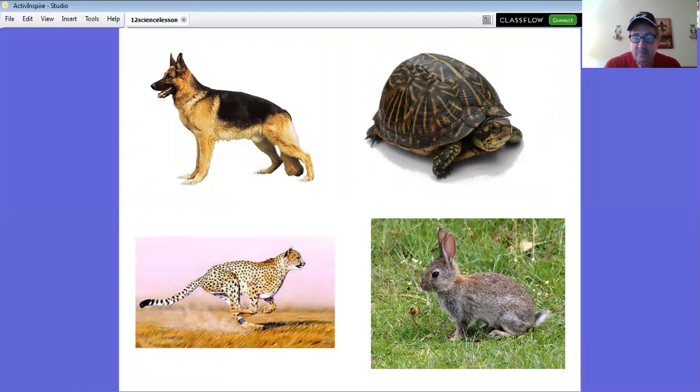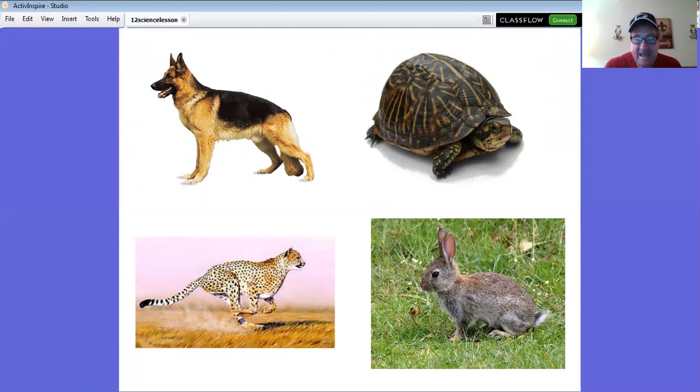Here are 4 animals. We have 3 mammals and a reptile. Let's look at their speed. Which of these would we say moves at the slowest speed? I'm sure you all guessed the turtle. Let's move up 1 notch in speed, which would come next on a scale of slow to fast. If you said the rabbit, you are correct. And of course, the next animal up would be the dog.